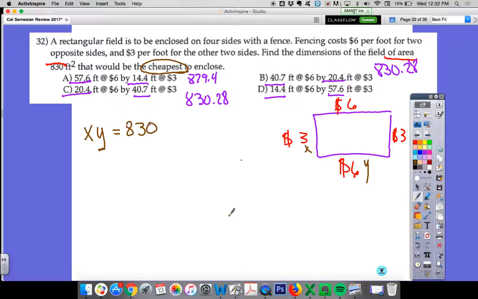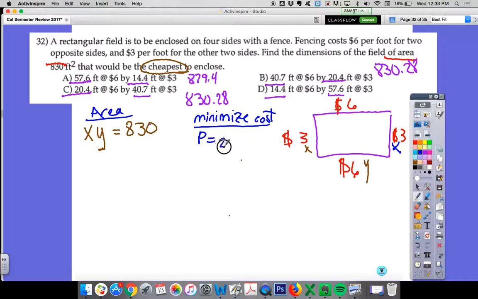So I do believe this thing is going. We put down the equation that said that this is the area. The area was stipulated to be 830. And then it wants you to minimize the cost. Well, cost is based on perimeter. So the perimeter, as you go around here, think about it. You have 2 of these that are X's, but they're $6 each. So, or excuse me, those are $3 each.